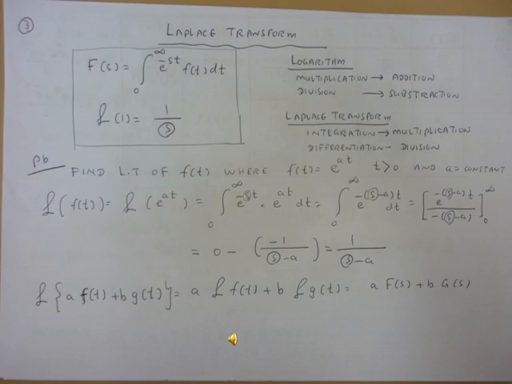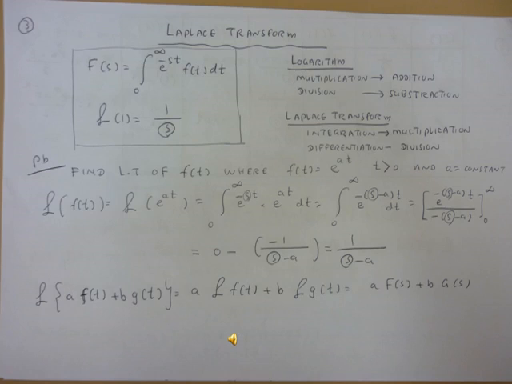Therefore, we can also write the Laplace transform of 1 is equal to 1 divided by s. So the Laplace transform equation is F(s) equal to the integration from 0 to infinity of e power minus st f(t) dt, and the Laplace transform of 1 equal to 1 divided by s. So those are the Laplace transform equations. And then based on the Laplace transform formula, we will solve the problem. The problem is to find the Laplace transform of f(t), where f(t) is equal to e power at, t greater than 0, and a equal to a constant.